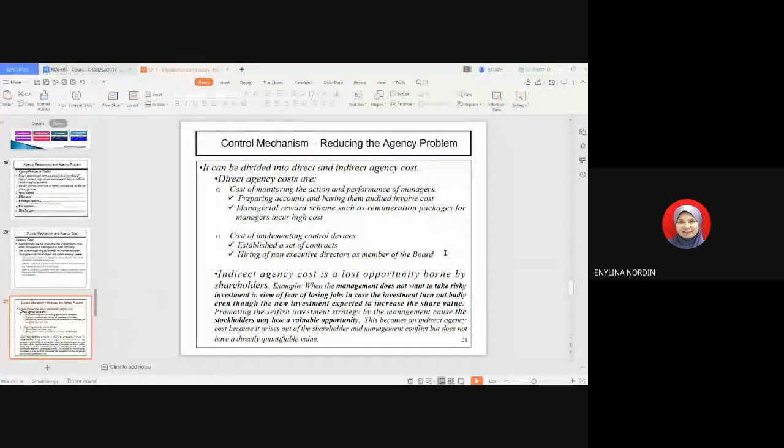The next one, indirect agency cost. This is where we refer to the cost of loss opportunity, the opportunity to make business. This is the lost opportunity to make business with suppliers and also customers. When we have an agency problem, maybe it gives a negative impact to the firm's value and the share price of the company declines. So it gives a negative signal to the customer and also a negative signal to the supplier to deal with our company.